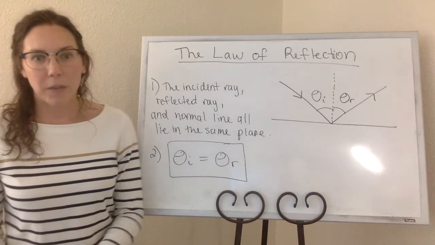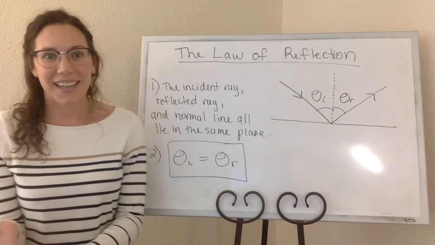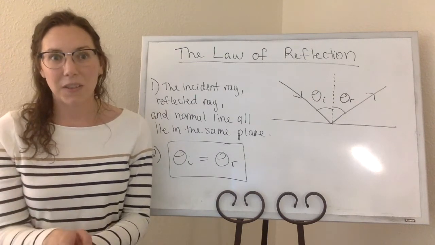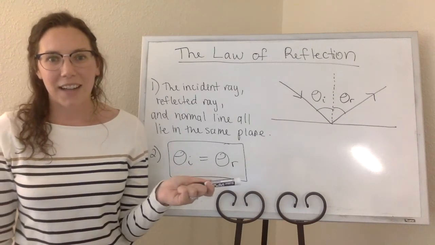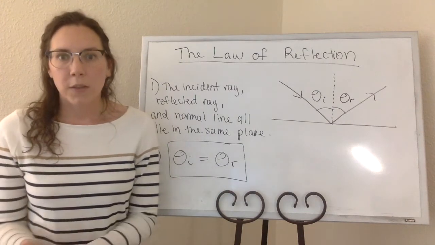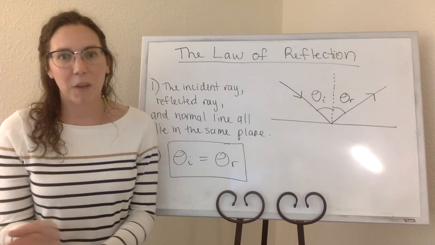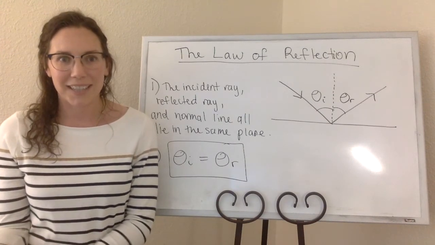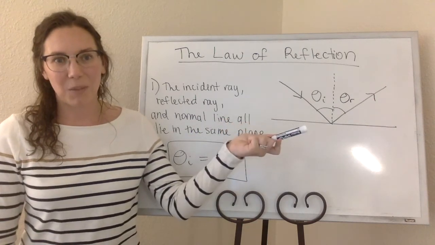Then the second point, which is often what is considered on its own the law of reflection, is that the angle of incidence is equal to the angle of reflection. So theta I equals theta R, and that's a really important point here. Also, it's important to note that all angles in this section will be measured from the normal line, not from the surface. So the angle of incidence is the angle between the incident ray and the normal line.